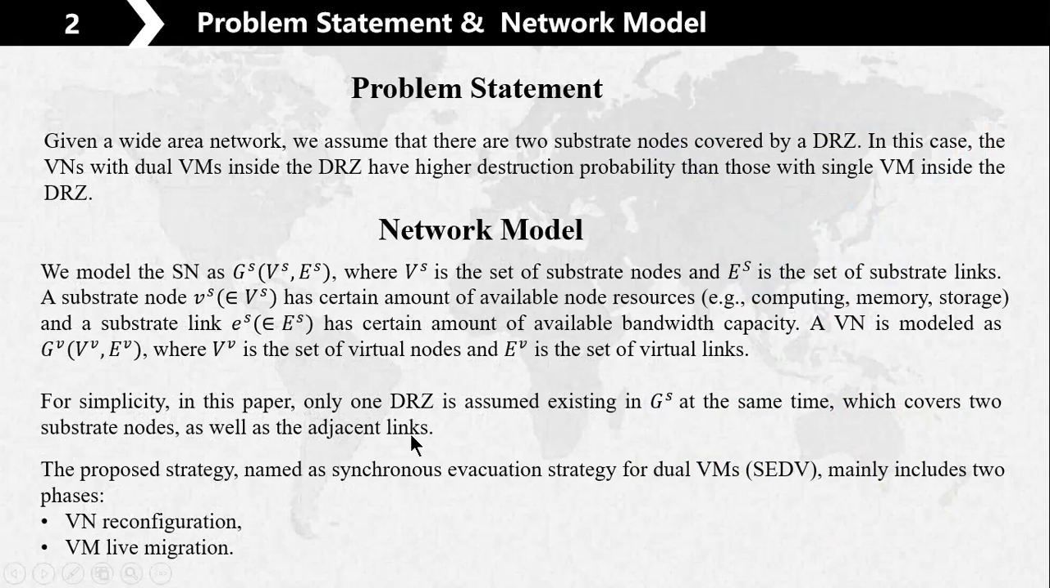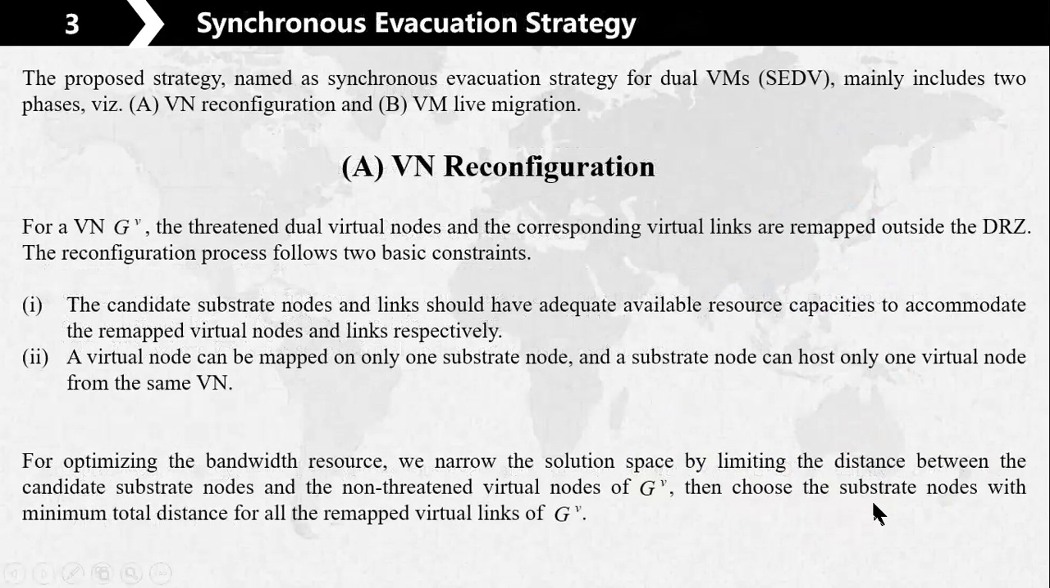Our proposed strategy, named as Synchronous Evacuation Strategy for Dual VMs, ACDV, includes two phases. One is VM reconfiguration, another is VM live migration. So for VM reconfiguration, we have two constraints. One is the candidate substrate nodes and links should have enough available resource capacities to accommodate the remapped virtual nodes and the links. And a virtual node can be mapped only on one substrate node. Also, a substrate node can host only one virtual node from the same VM.